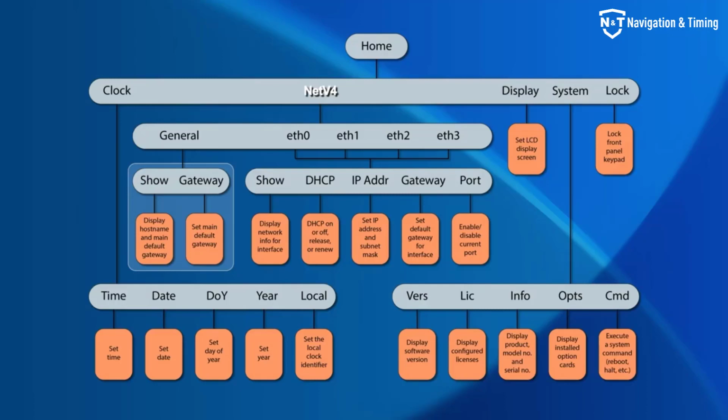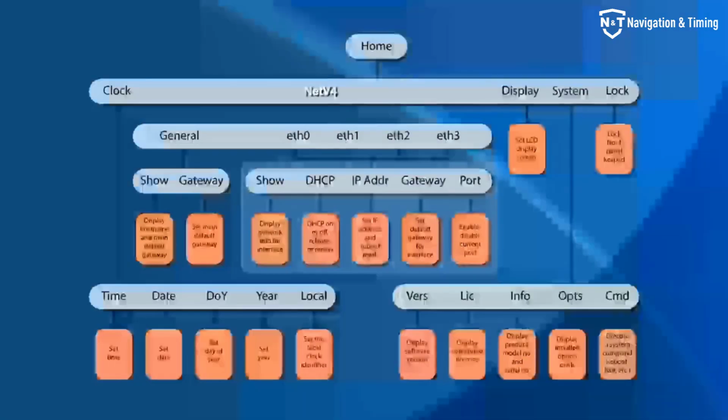Inside each of the port menus, you'll be able to show what the current network info is for the interface. Then you have disable, enable, release, or renew for DHCP. Then you have configure for your IP address and subnet mask, and then configuring the default gateway for that interface, then enabling or disabling the port that you have selected.